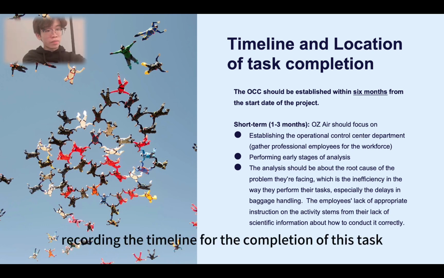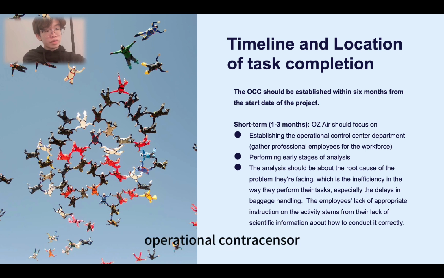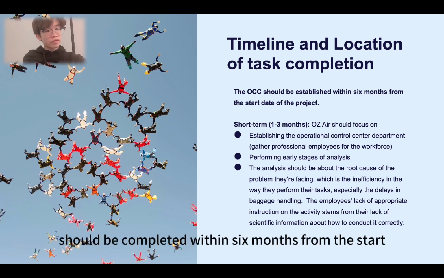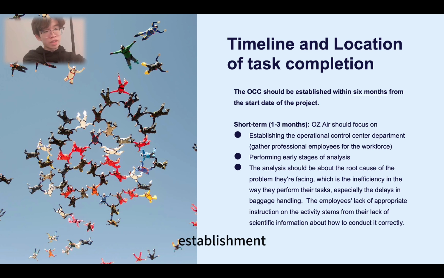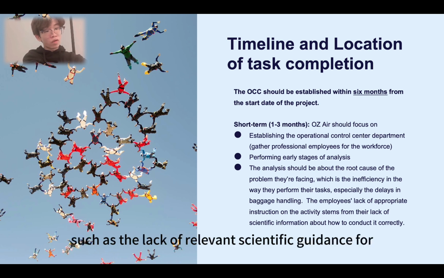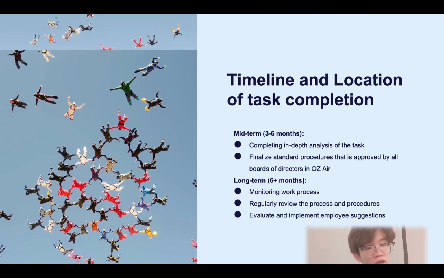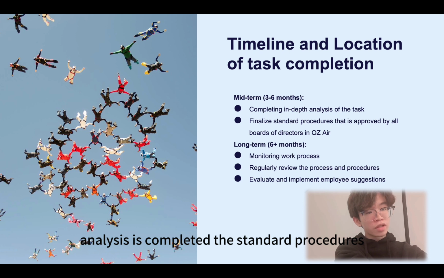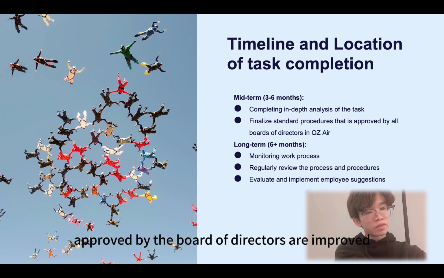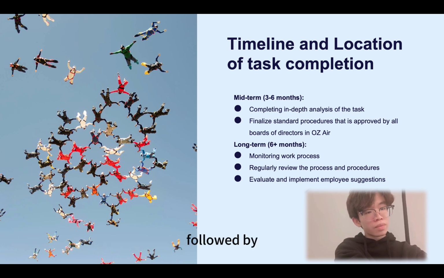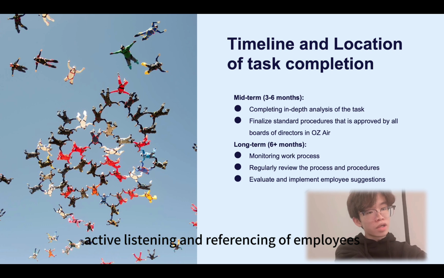Regarding the timeline, we believe that the operational control center should be completed within 6 months from the start of the program to its establishment. In the short term, AusAir should focus on the basics, such as analyzing the root causes of the company's inefficiencies, such as the lack of relevant scientific guidance for employees. In the midterm, after the in-depth analysis is completed, the standard procedures approved by the board of directors are improved. In the long term, supervision takes center stage, followed by active listening and referencing of employees.